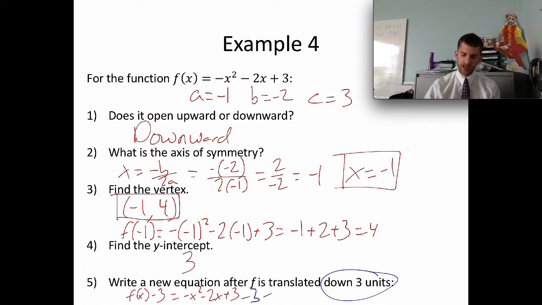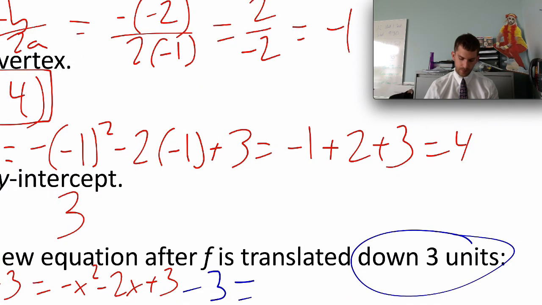Sorry, it's on the edge of my iPad, and it's looking a little weird when I write there. So down 3 units, which means we would end up with just, let me zoom in a little bit, negative x squared minus 2x would be this version of this function shifted down by 3 units.